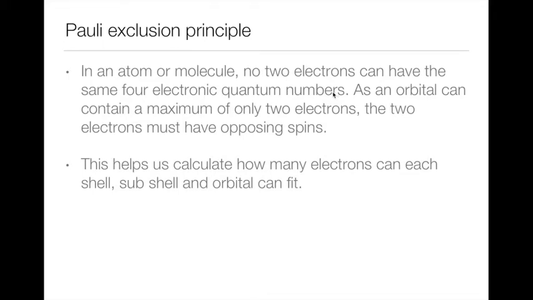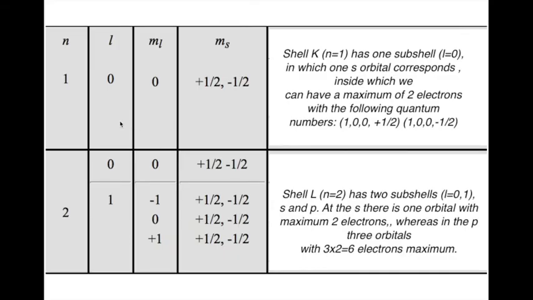So I understand 2 things. First of all, an orbital has 3 of the 4 quantum numbers the same. For instance, the orbital 1s has 1, 0, 0, and this is the orbital 1s. So it has the first 3 quantum numbers the same. And then we have 2 different possible ms numbers. So shell K, n=1, has 1 subshell, l=0, to which the 1s orbital corresponds.